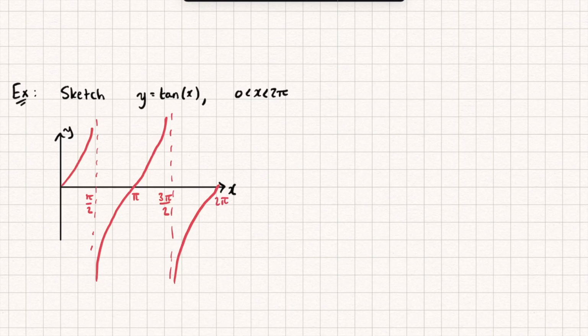You can also remember this little trick of just halving to get the key points. If you're at 2 pi and you half it, you get where it crosses the x-axis at pi. If you go halfway between 0 and pi, you get the first asymptote at pi over 2. And if you go halfway between pi and 2 pi, 3 pi over 2 is your second asymptote.